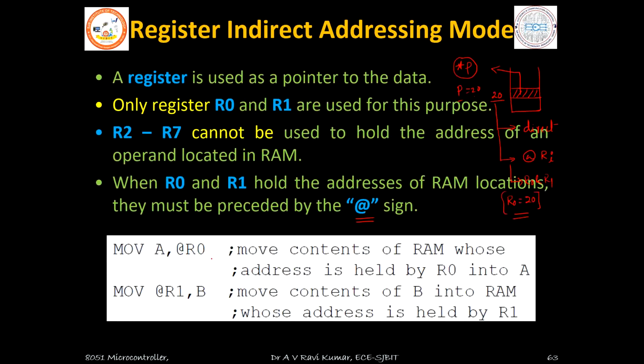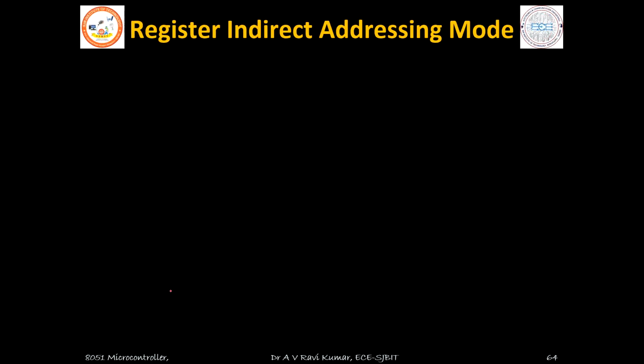So here, MOV A, @R0. R0 holds an address. That content is moved to the accumulator. Similarly here, the B register content is moved into the location pointed to by R1 in the RAM area. So this is the indirect addressing mode. We call it the indirect addressing mode or the register indirect addressing mode.